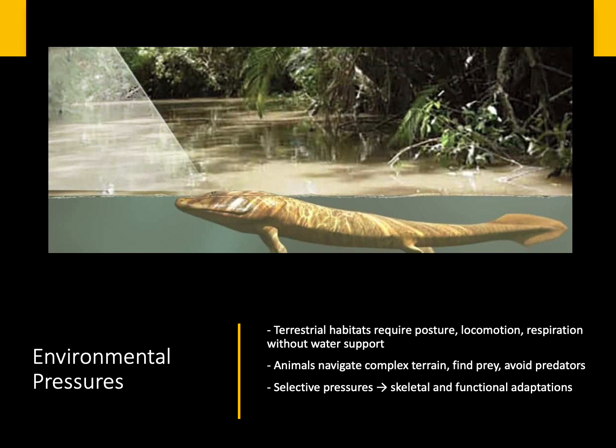So right here we have environmental pressures. Terrestrial habitats require posture, locomotion, respiration without water support. Animals navigate complex terrain, find prey, and avoid predators. So it's saying selective pressures result in skeletal and function adaptations. Environmental changes, particularly the shift from aquatic to a terrestrial environment, drove these adaptations.